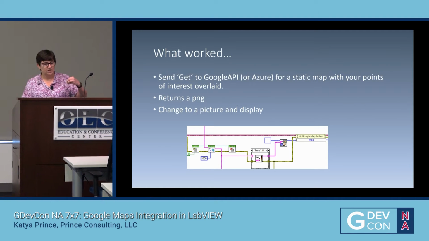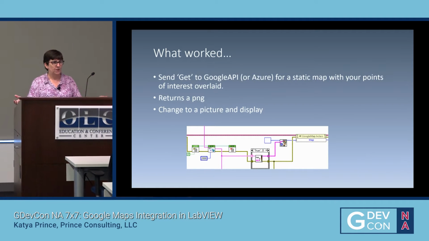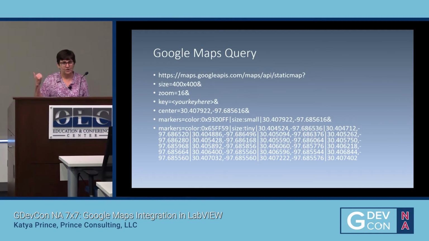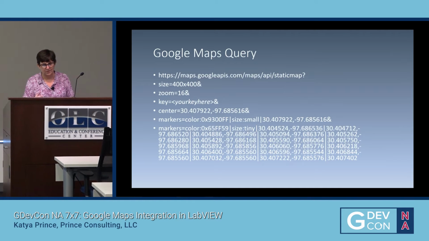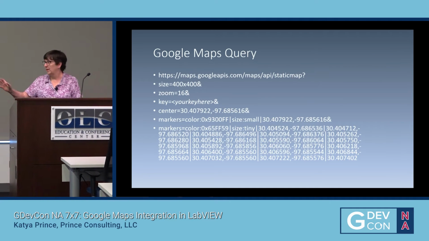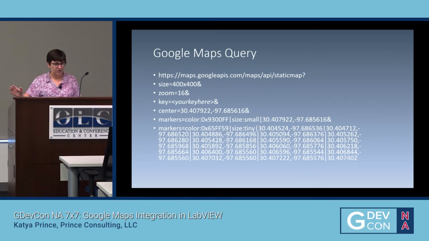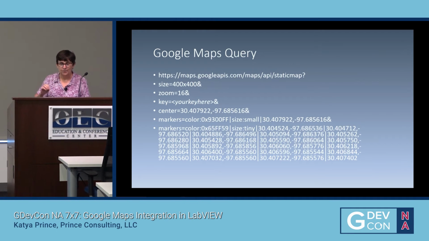I can turn a PNG into a picture, and I can put it on the front panel. So essentially, it's pretty straightforward. The difficulty comes in building the string that you need to send. So this is broken out, just a quick thing. They have an API. You tell it the size of the image that you want, the zoom level, and the key. Usually you need a key, you have to have an account, and it costs a little bit of money and that kind of stuff. Then the center, and where you want your points marked, and information like their size and their color.